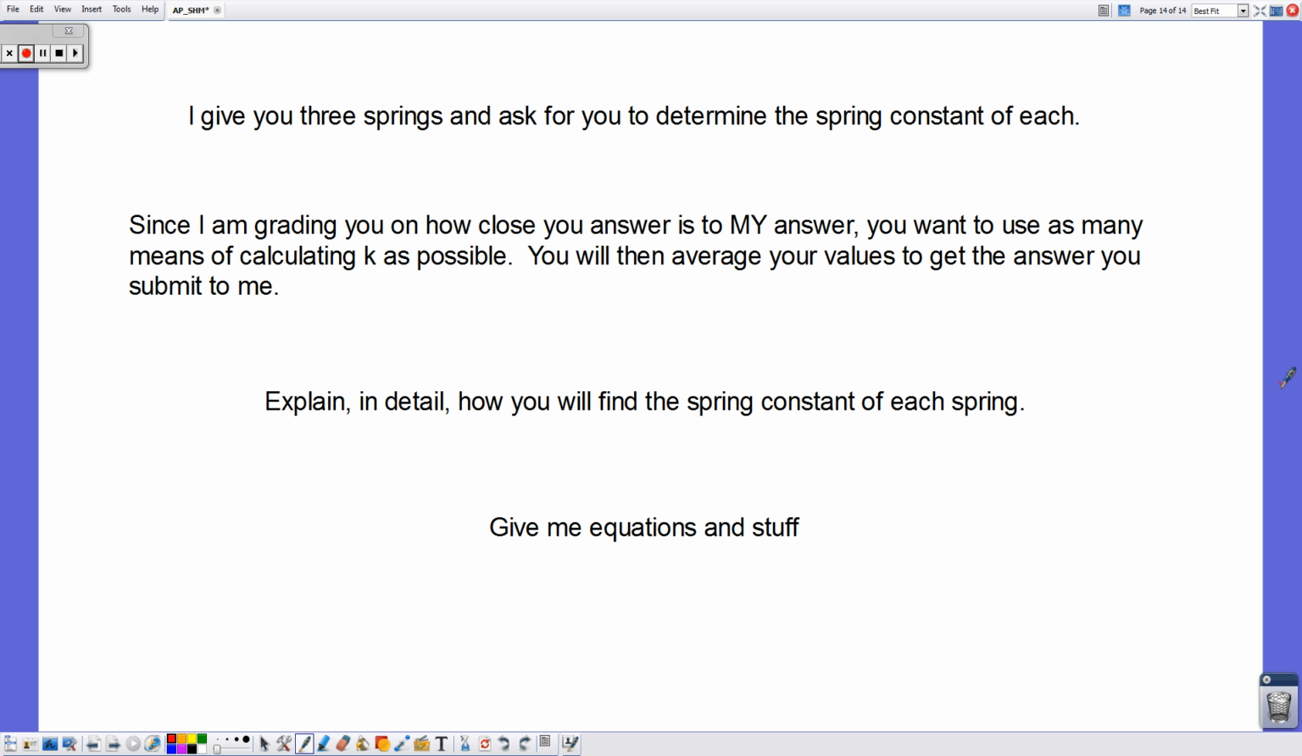Questions? Concerns? No? Alright. What I want you to do now, I want you to, in detail, explain to me each method you're going to use to find the spring constant of a spring. Do this in your lab groups, so no more than 4 people. I want equations and stuff. Questions? Concerns? No? Then go.